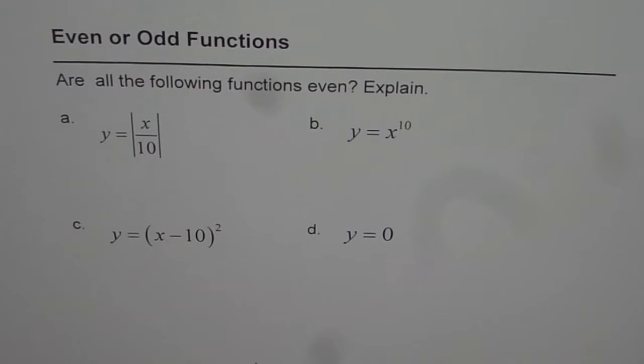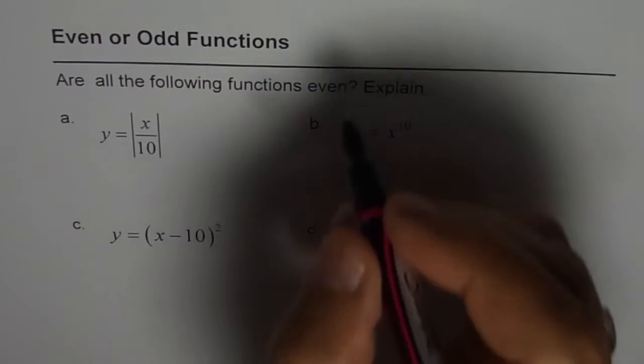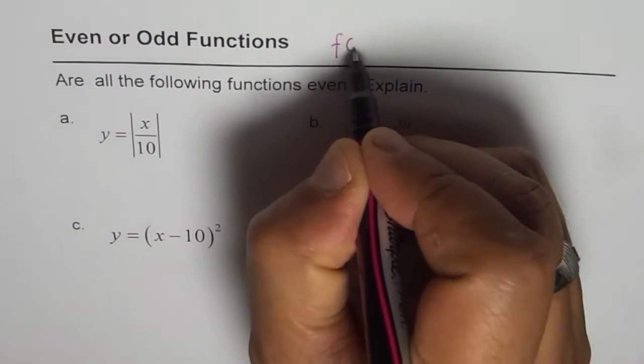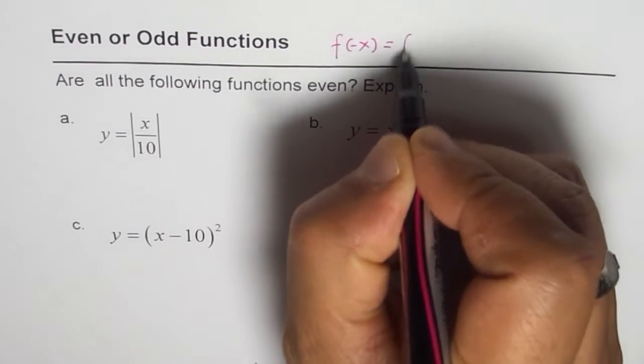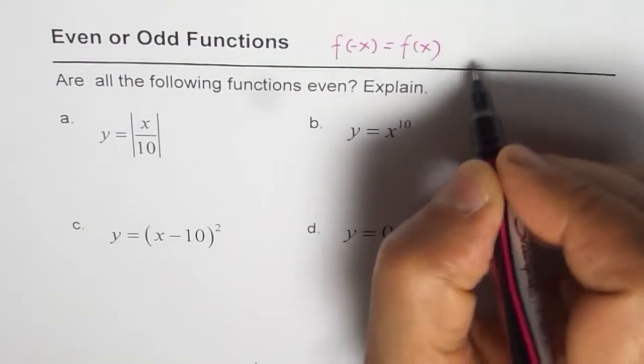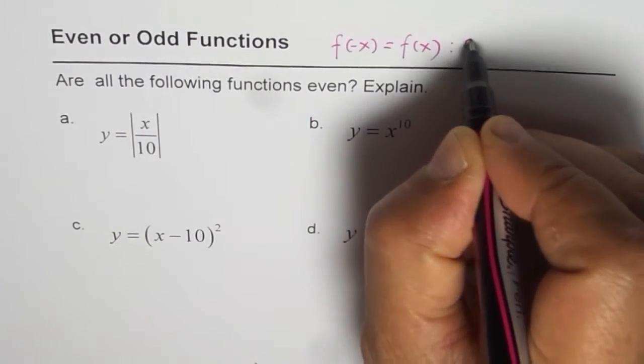Now we can answer or explain this question in a couple of ways. I will show you two different ways of explaining. First, let us understand what an even function is. From there we will start, and that will form the base for our explanation. First definition is that if f of minus x equals f of x, then we say that the function is even.